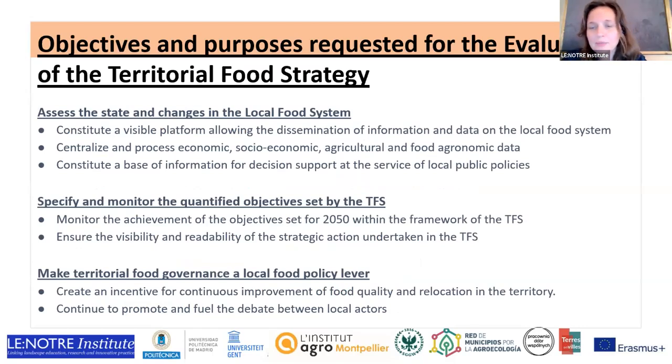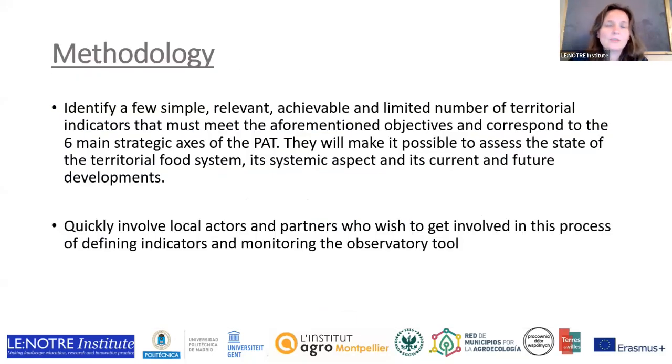This concludes the presentation of the strategy, a synthesis of the local food strategies, and starting after 3 years, they had a target to start an evaluation process, which aimed to assess the state and the changes in the local food system during the 3 years of strategy, specify and monitor the quantified objectives set by the strategy, and make territorial food governance a local food policy lever. So these were the objectives.